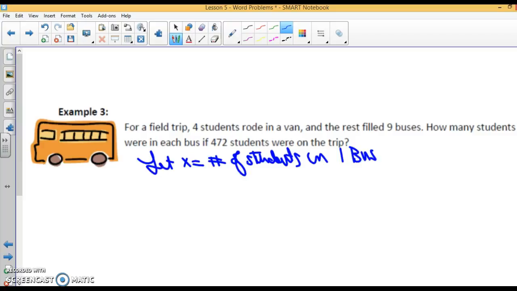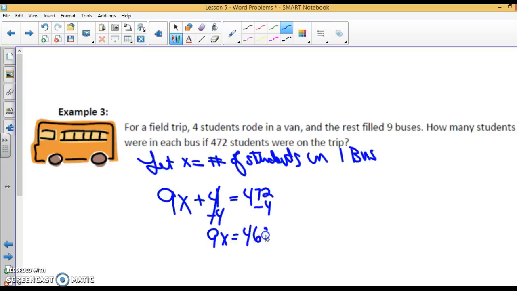All right, so we've got 9 buses that are filled. So 9x, because there's x students in each bus, and 4 kids rode in the van, so plus 4. And the total on the field trip was 472. So 9 buses, 9 have x each, plus 4 in the van is 472. Subtract 4 from both sides, so I'll have 9x equals 468. Divide both sides by 9, and you end up getting x is 52, and that's 52 students.